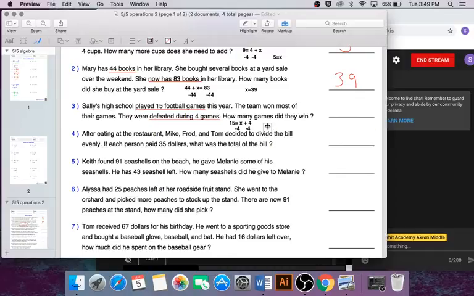So, the inverse operation would be to subtract. So we subtract 4 from both sides. We're going to get X by itself. And then we have 15 minus 4, which is 11. So 11 equals X. So they won 11 games.